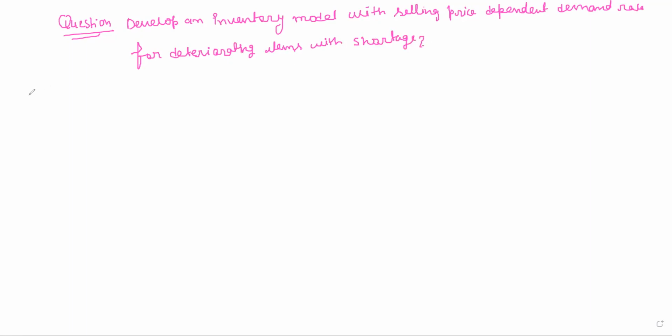Okay, so first we write the assumptions. So first step is assumptions. So from this it is clear that demand is selling price dependent. So we can write demand is selling price dependent.